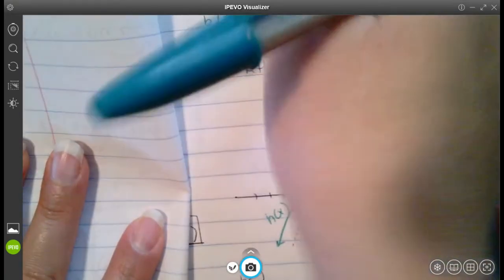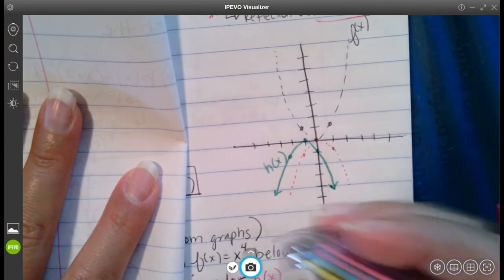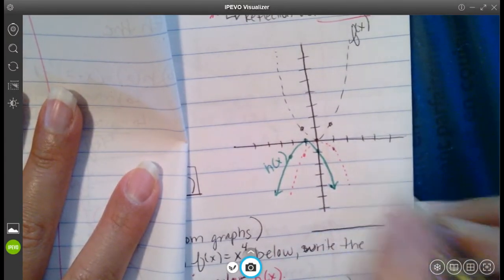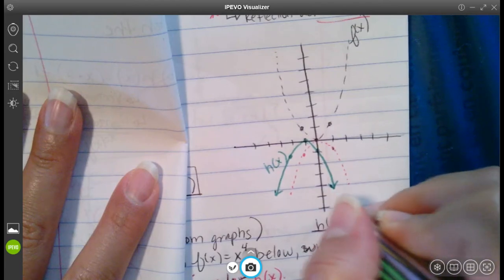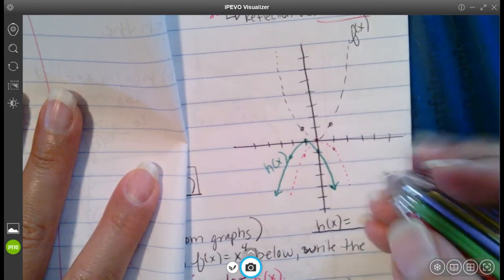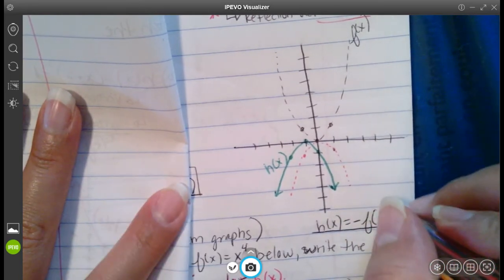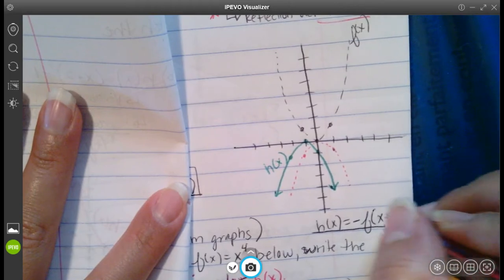And then last but not least, our function notation, I'm going to try to squeeze it in here at the bottom. h of x is equal to, and we want to write it in terms of f, so it would be negative f of parentheses x plus 1.